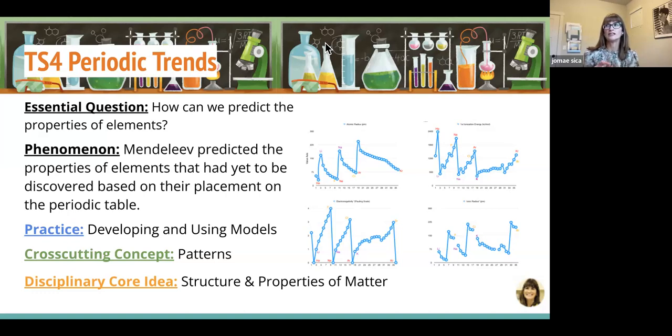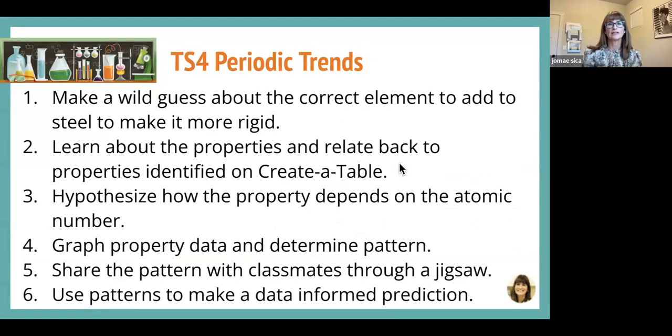In this particular task set, they are looking for an element that's relatively non-reactive because they are trying to look for something that they want to put into a straw, into an alloy to make it stronger. So we don't want a particularly reactive element in this case. We want something that's more non-reactive, kind of like our aluminum foil. And then, of course, as we've been focused on in most of the task sets in this unit, looking at the structure and the properties of matter. Okay, so students make a wild guess about the correct element that they need to add to their steel to make it more rigid.